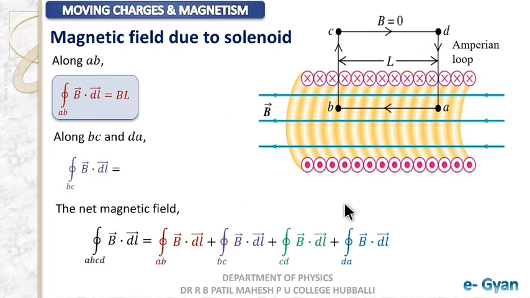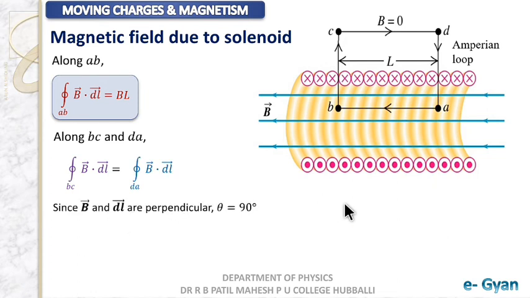Here we are going to find both of them because there is some similarity between both. So the line integral over BC and over DA together can be written like this, and due to this reason, that B and dL are perpendicular. Here you can see B is along this direction and dL along BC will be along this direction, and if you take DA, it will be along this direction. In both of the cases, the dL element will be perpendicular to B. So that's why theta comes out to be 90 degrees.